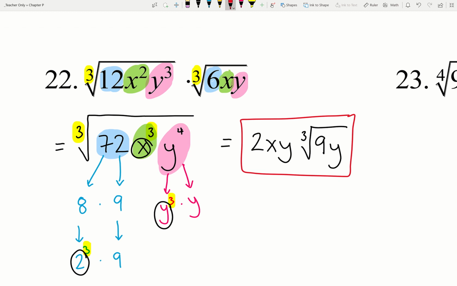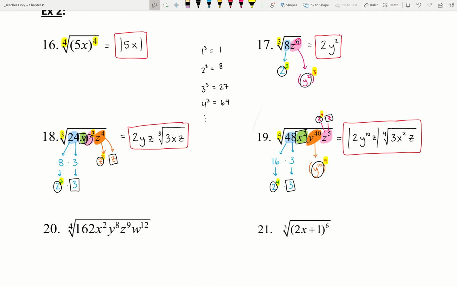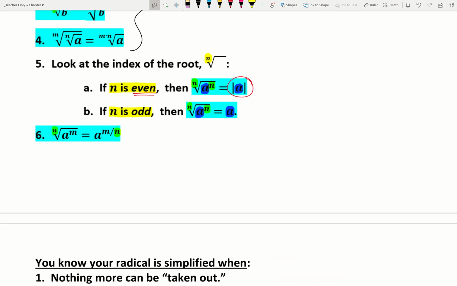Okay, so very, very simple to simplify radicals if you are familiar with the process. And so after going through those couple of examples here, I think that is pretty good for one video.